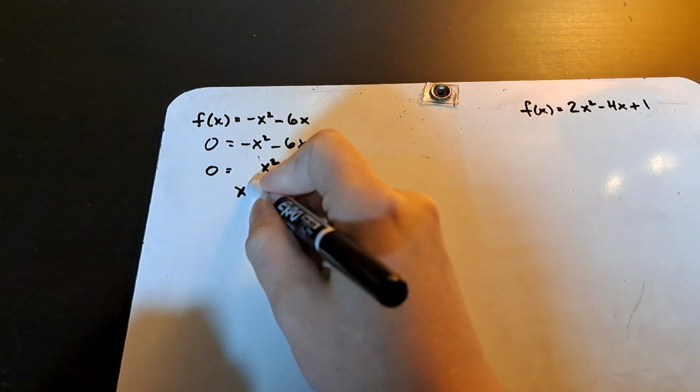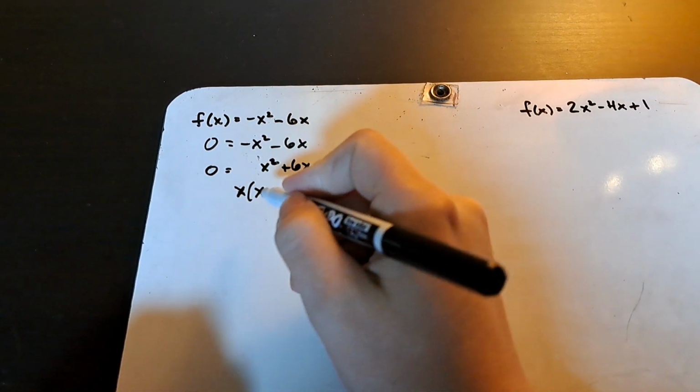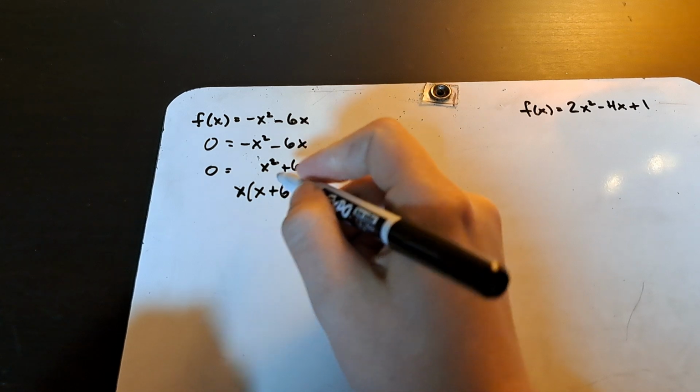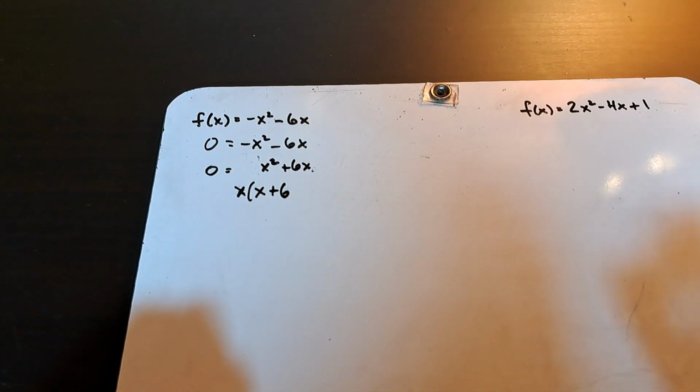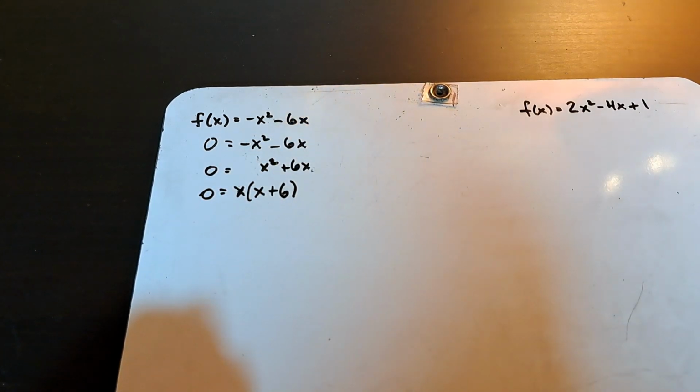X times x is x squared. And then x times 6 is going to give me 6x. So now I've factored this function by just taking out x and dividing by negative 1 on both sides.